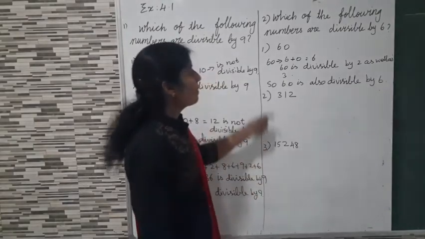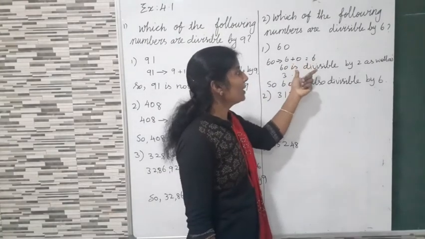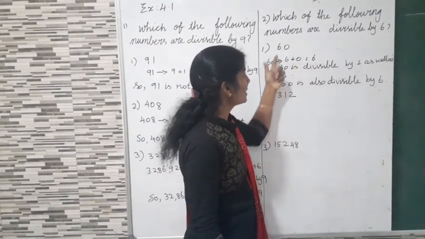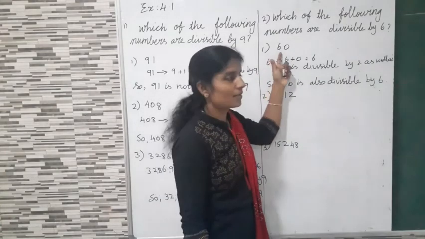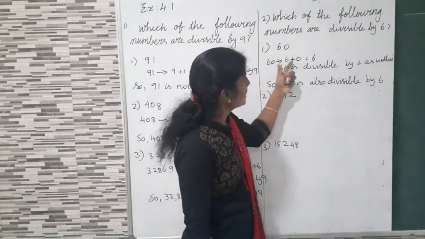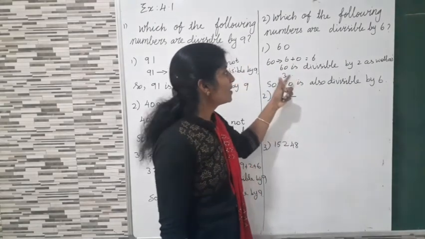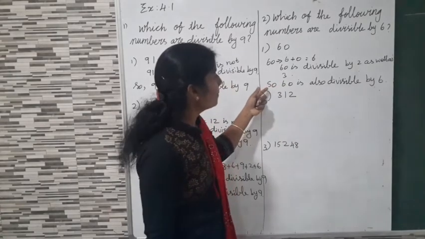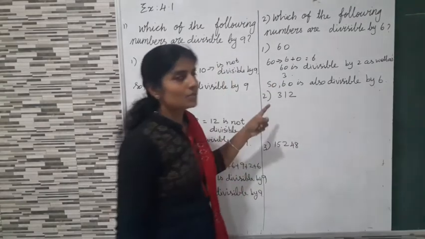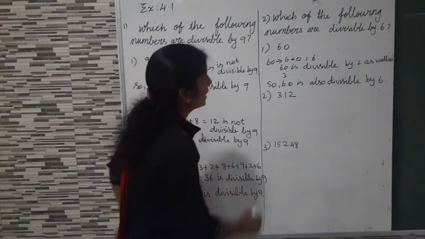Clear? The sum of the digits is divisible by 3. We already know that the one's digit is even, so this number is divisible by 2. Here the sum of the digits is divisible by 3 also. So 60 is divisible by 2 as well as 3, so we can say 60 is also divisible by 6. Okay.